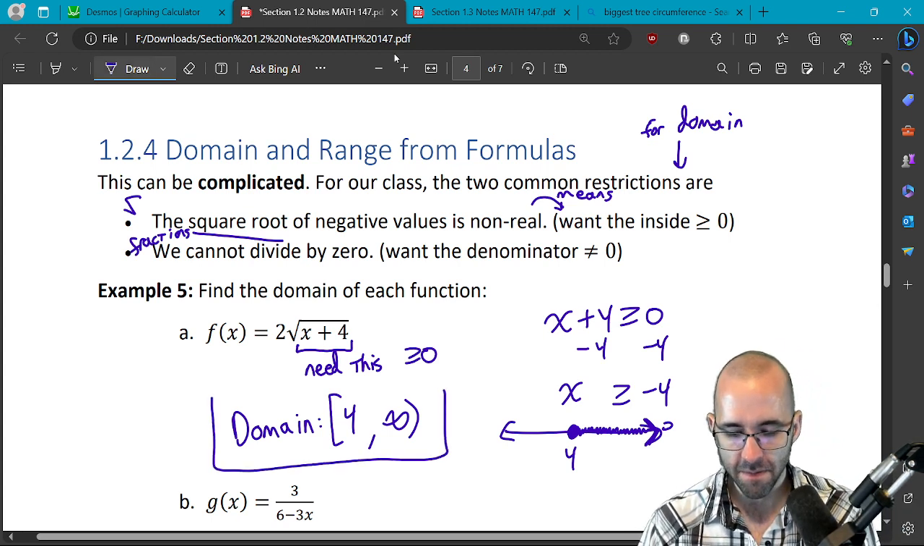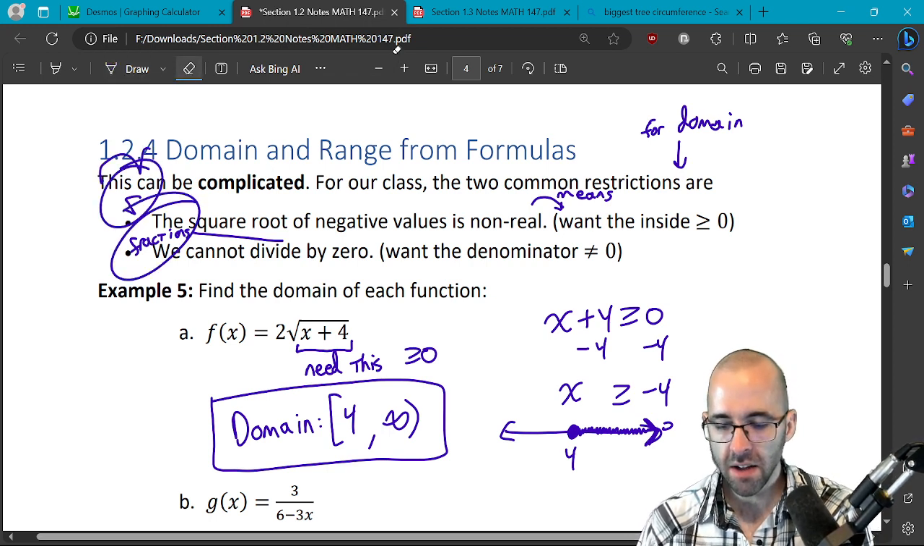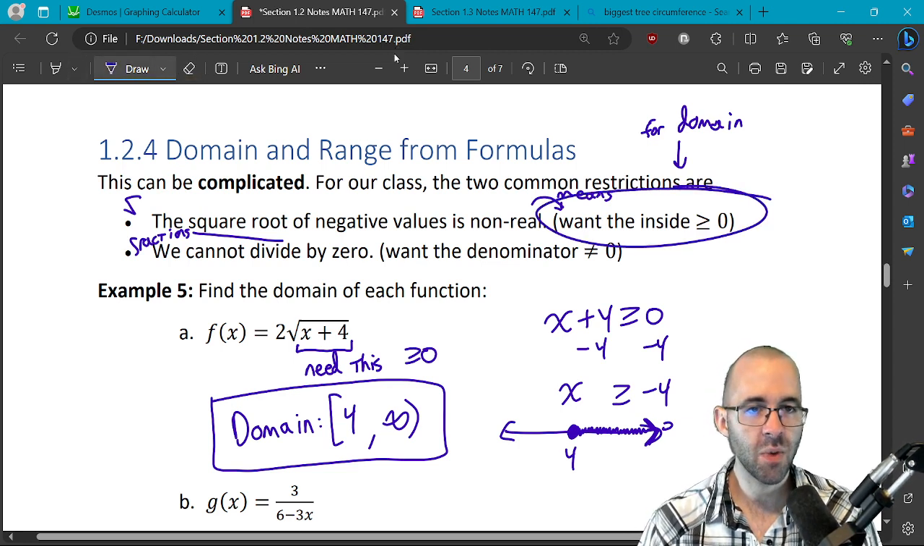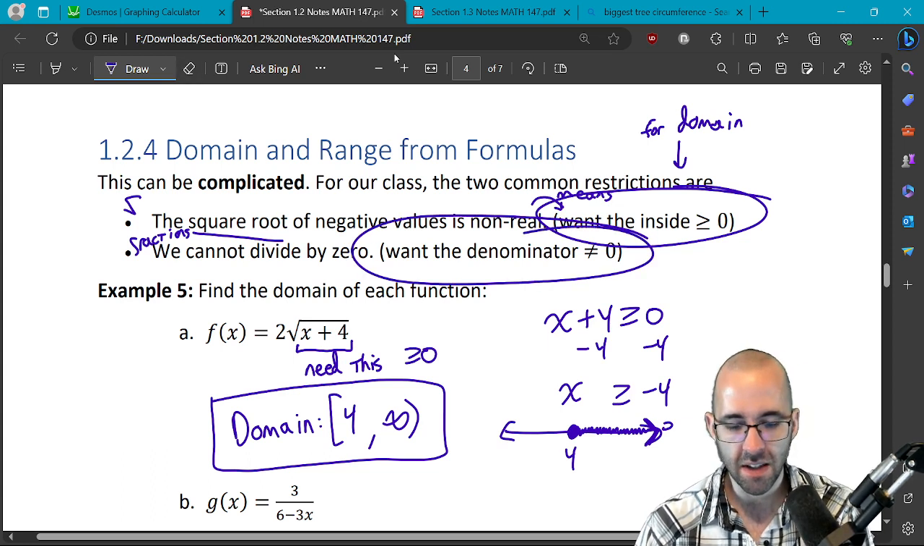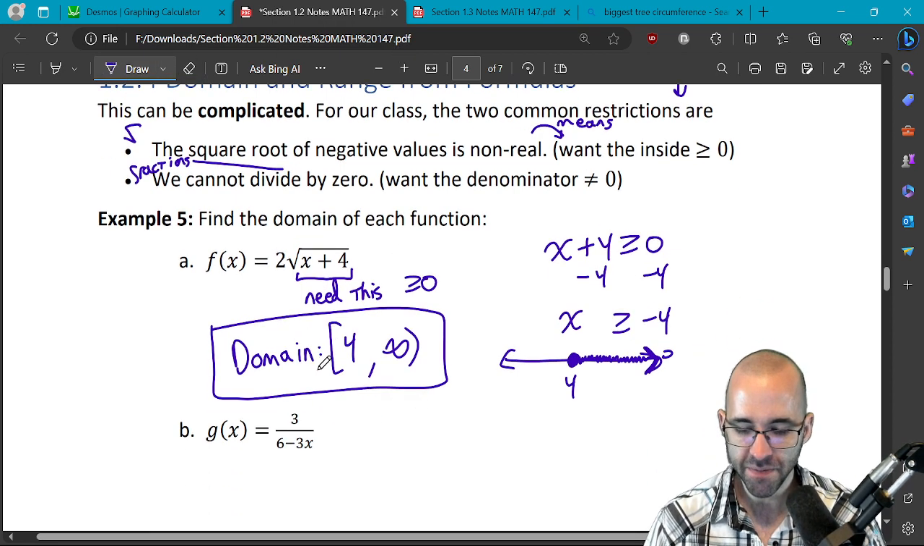That's our domain. We just look for square roots. We look for fractions and force what we want. We want the inside of a square root to be at least 0. And we want the denominator of fractions to not be equal to 0. All right, so let's see how that manifests itself in the second one as well.